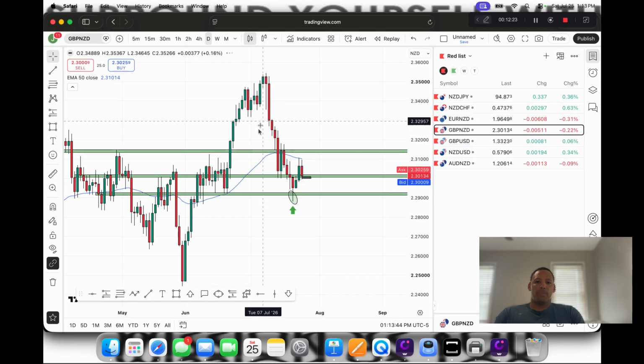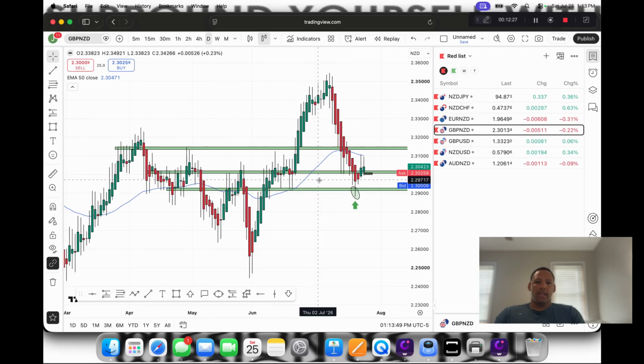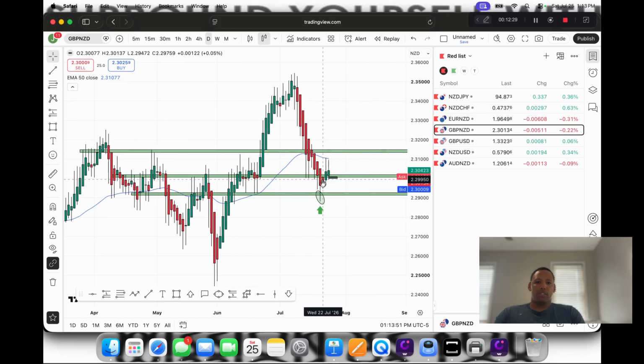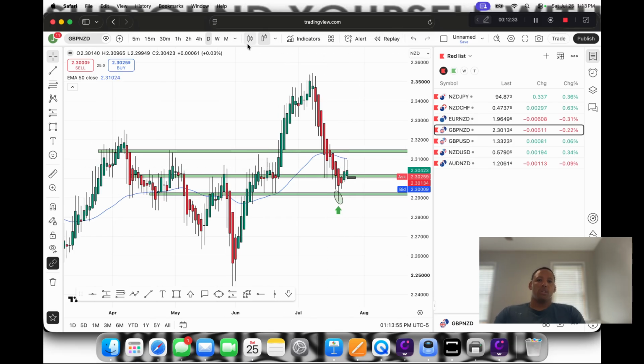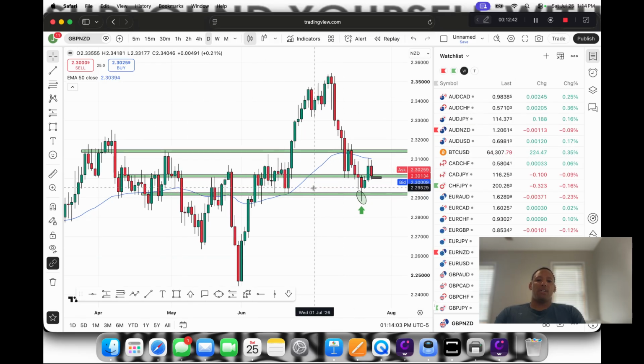GBP NZD. Break, retest, looking to buy. Now, this one is in a daily downtrend, but at the end of the day, I'm going with the H4. And the reason why I go with the H4 in the lower time frames is because it gives me more of a day trade. I don't have to hold my trades as long. I can get my 2-to-1 inside of the day. So at the end of the day, that's all I'm looking for.